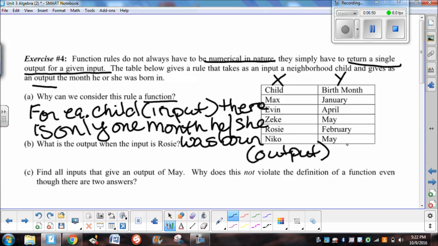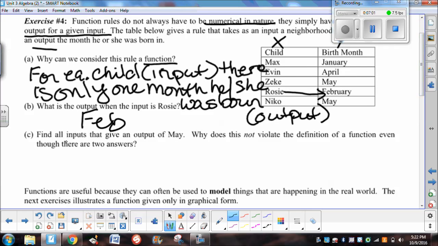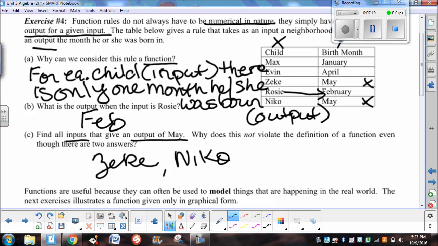So it says, what is the output when the input is Rosie? So the input is Rosie, the output is February. Find all inputs that give an output of May. All inputs that give an output of May. So May, we have Zeke. Do we have any more? Yep, we have Nico. Why does this not violate the definition of a function, even though there are two answers? Okay, think about that. Inputs of Zeke and Nico give outputs of May.